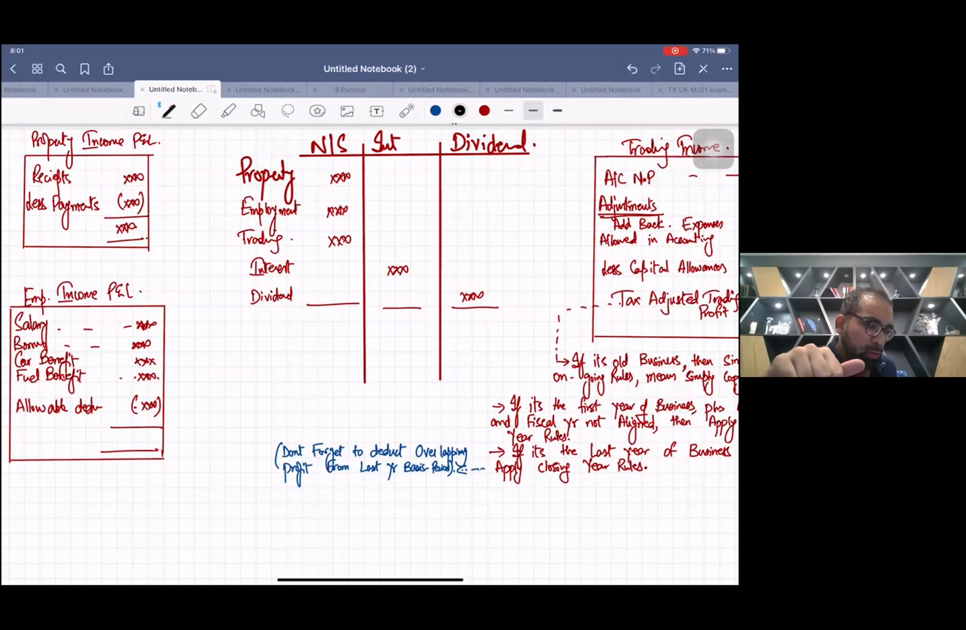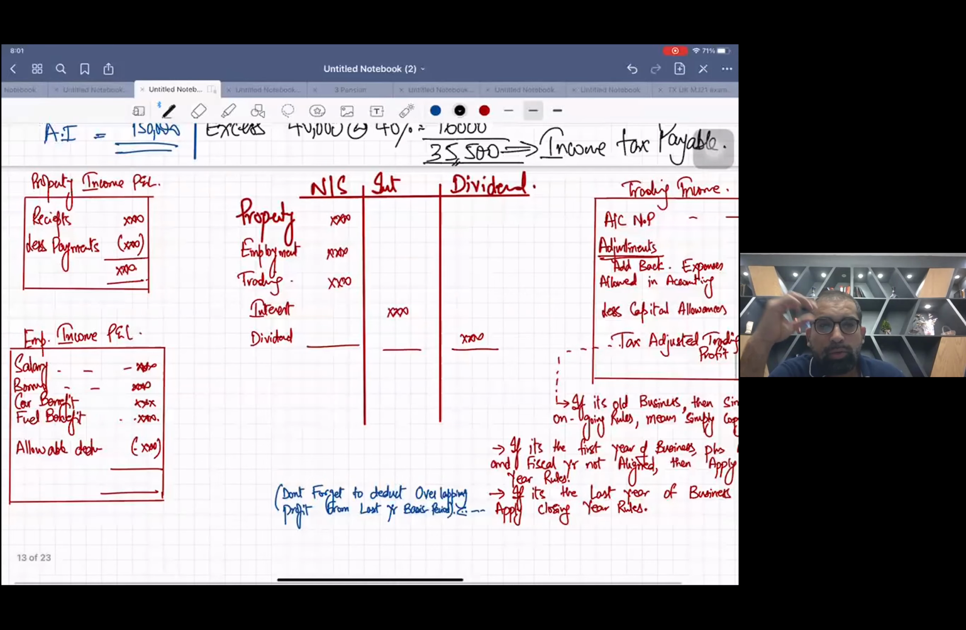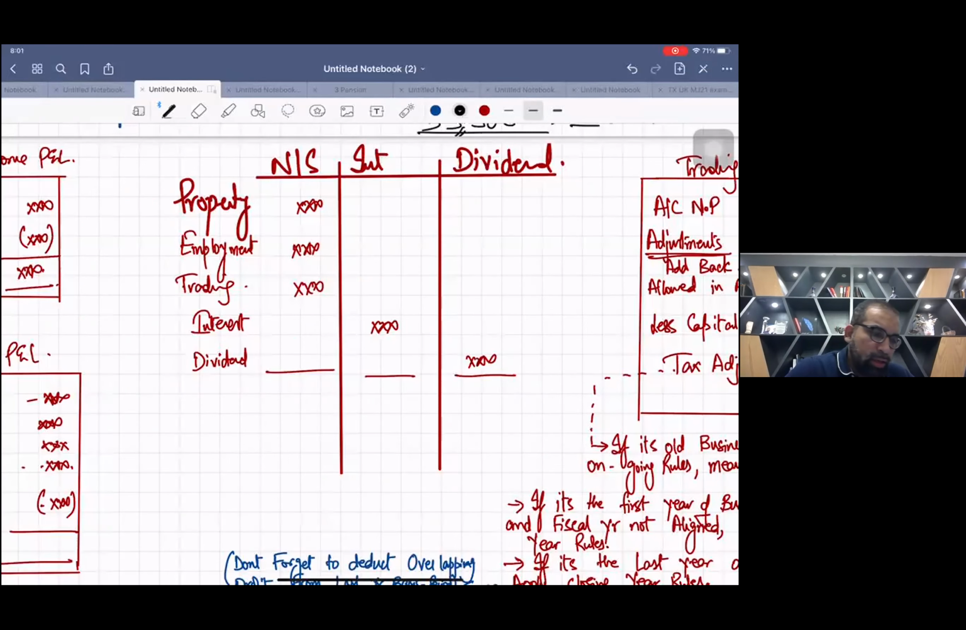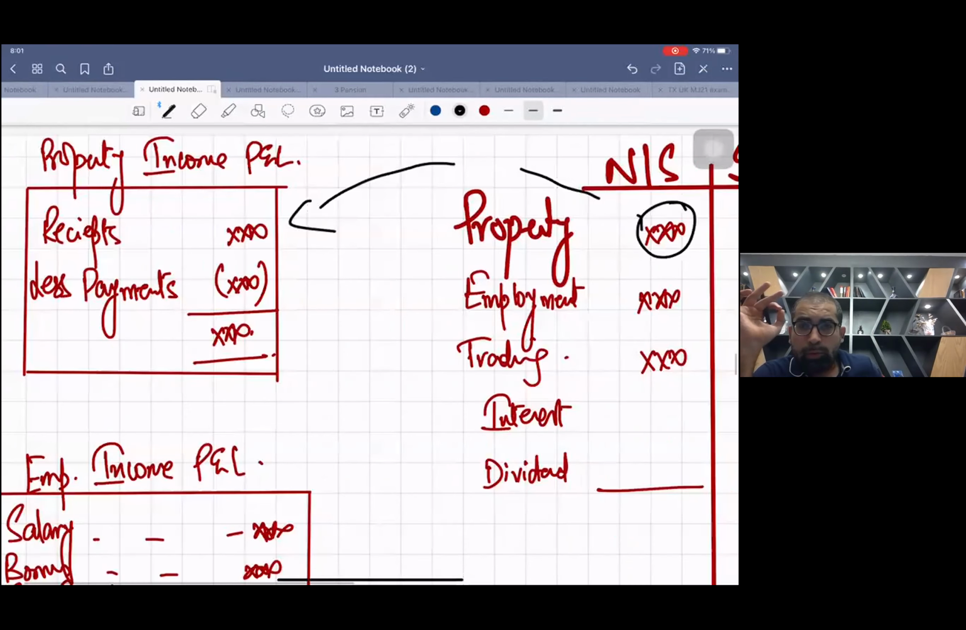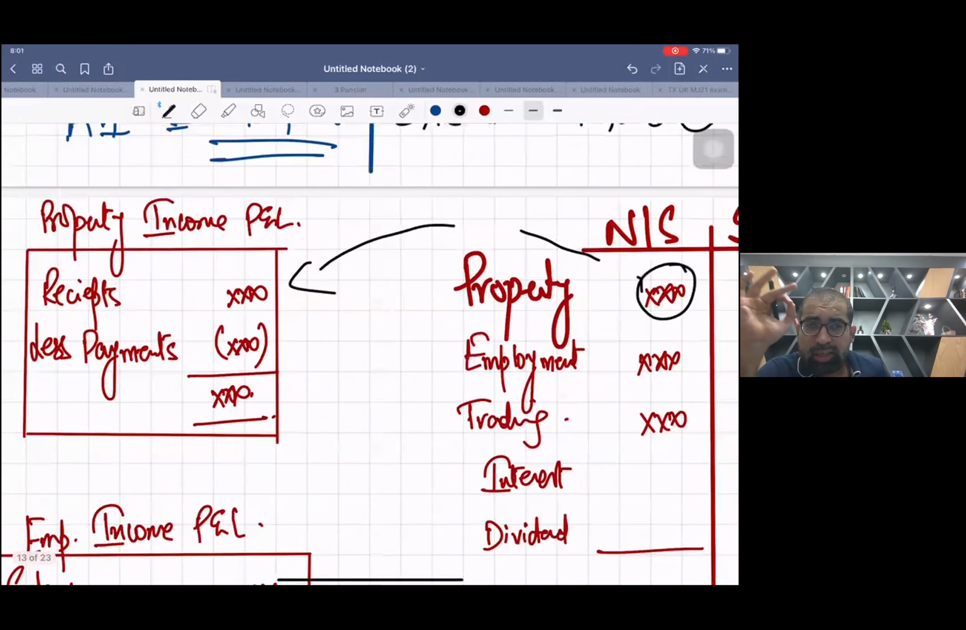Now, one thing which is very good, you must know. Listen, you can see the format here. The format has non-saving, interest, dividend. Now, in non-saving, you have property income. If you click on property income, there is a proper P&L. If you double click on the property income, there is a separate P&L.